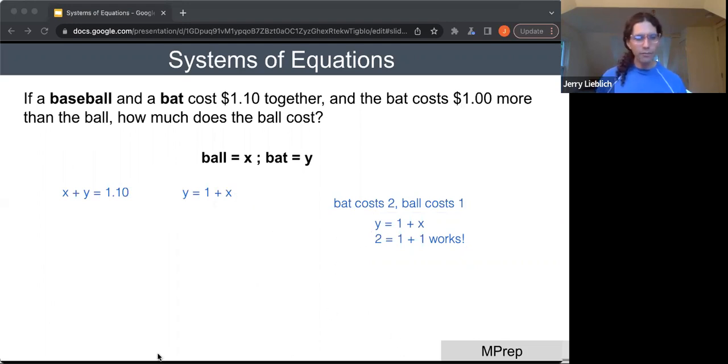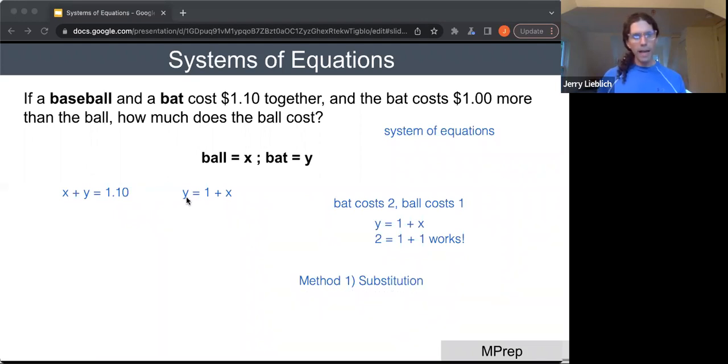So once we have our system of equations, the question is, how do we deal with it? We've got two different methods, which I'm going to run through quickly right here, and then slowly in a little bit. So the first method is substitution.